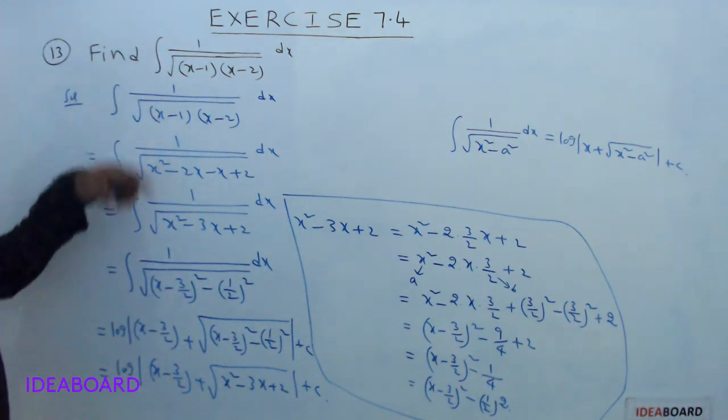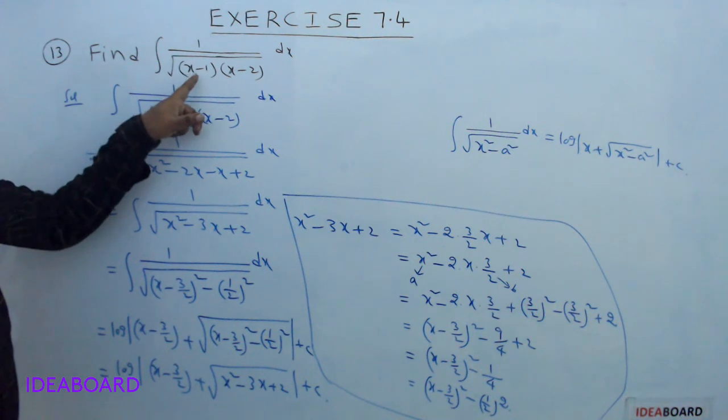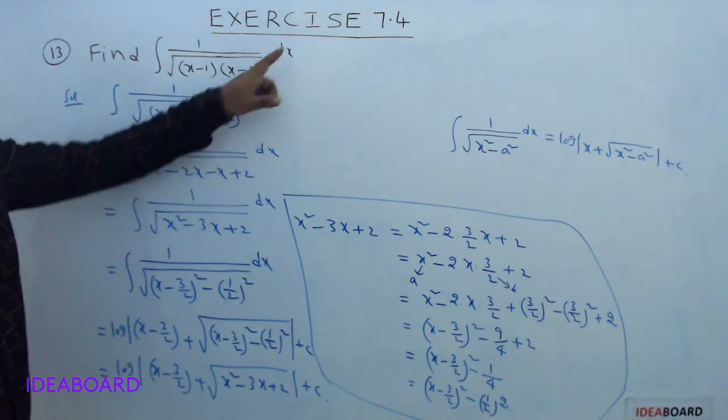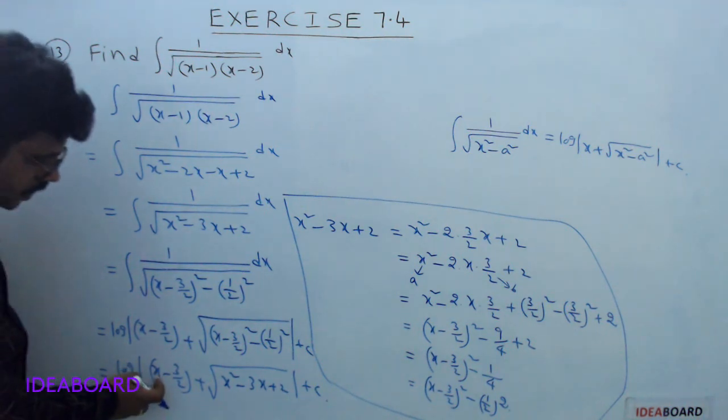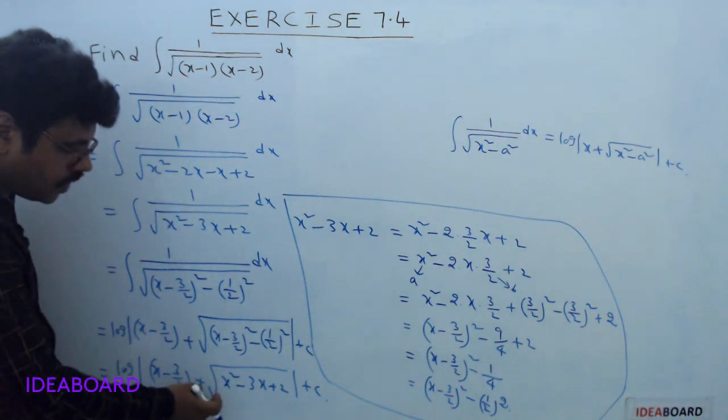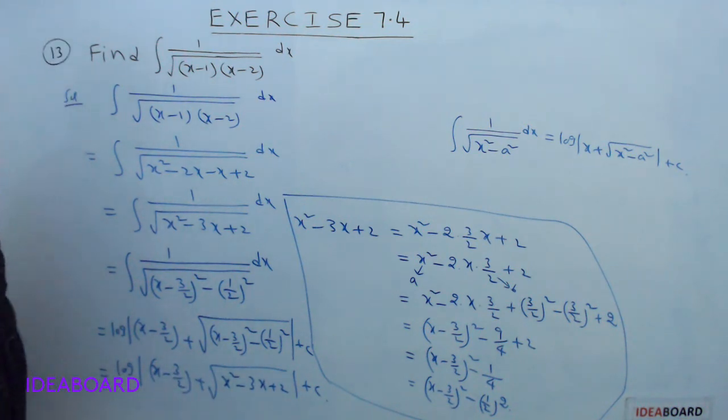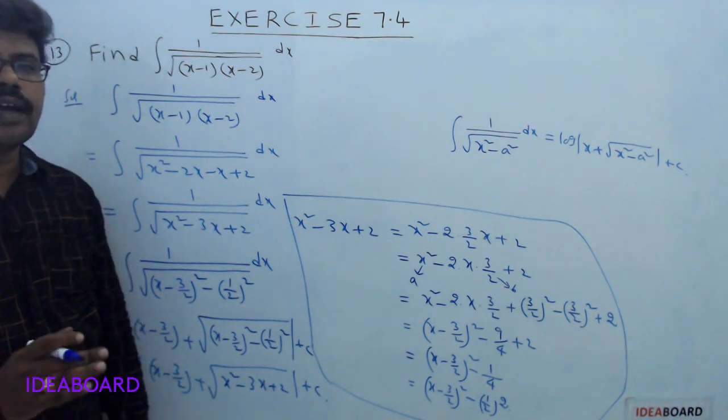Therefore, integral 1 divided by square root of (x minus 1) into (x minus 2) dx is equal to log mod x minus 3 by 2 plus square root of x square minus 3x plus 2, plus a constant c.